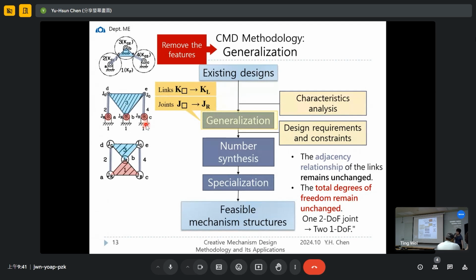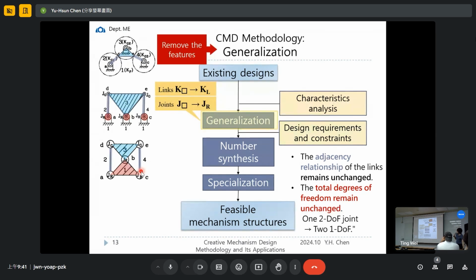So once we remove the features of the gear mechanism, it becomes the generalized chain. However, the adjacency relationship is kept. We can see links 2 and 4 originally don't connect to each other. And how about in the generalized chain? Links 2 and 4 still don't connect to each other. Okay, so that is a relationship we have to keep. And one more thing, the total degrees of freedom should be the same.